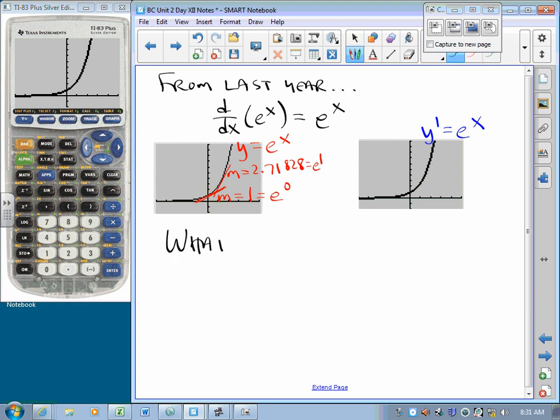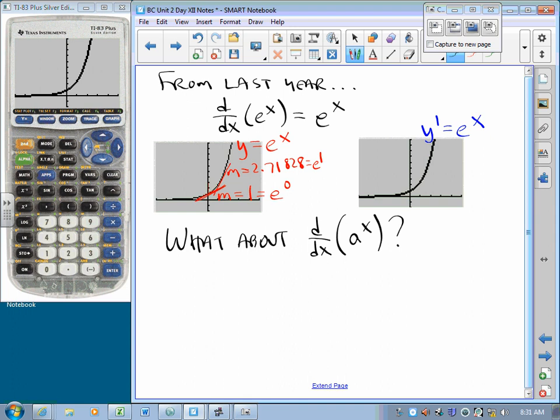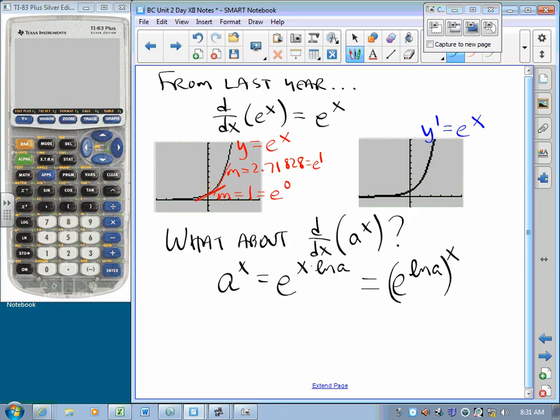But what about other exponential functions? What about the derivative with respect to x of a to the x? Well, it depends on how we write a to the x. Because this can be rewritten as e to the ln of a, to the x. It's that old power to a power game where those powers multiply. So a to the x is e to the x times ln of a.